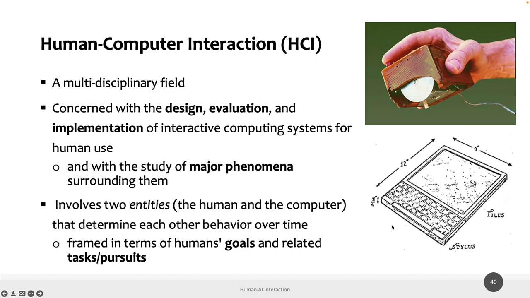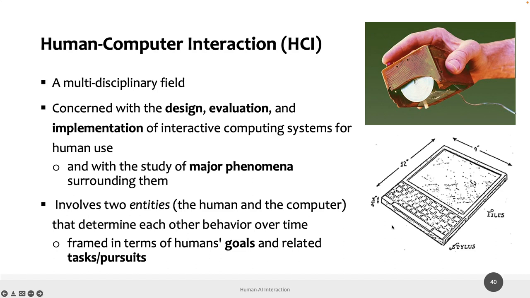And this behavior over time is what is called interaction in the title. And interaction is always framed in terms of human's goal and related task or pursuit. So it's not the fact that I am in front of a computer and we are interacting, but it's how the computer supports my behavior and how I change the computer behavior in terms of my goals, what I want to do in this moment, and my related task and pursuit.